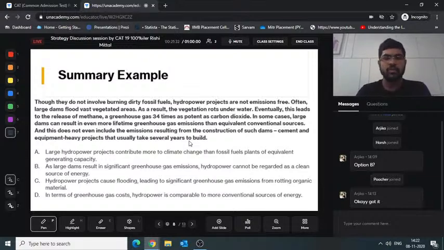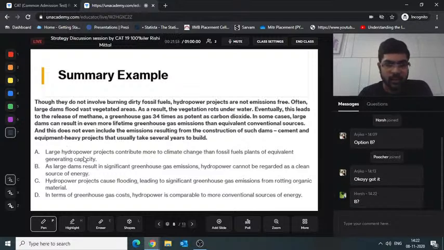Okay, so I need to choose the option which summarizes this paragraph the best. So let's see. Option A says large hydropower projects contribute more to climate change than fossil fuel plants of equivalent generating capacity. Okay, this line says large dams can result in even more lifetime greenhouse gases than equivalent conventional sources. So Harsh says B. Okay, Harsh, let's see if that is the answer as we are discussing. Let's see, right?